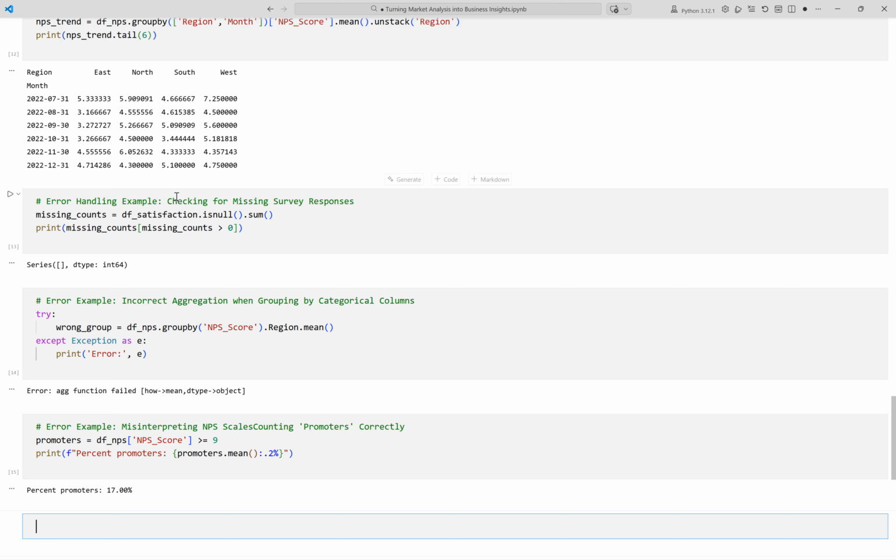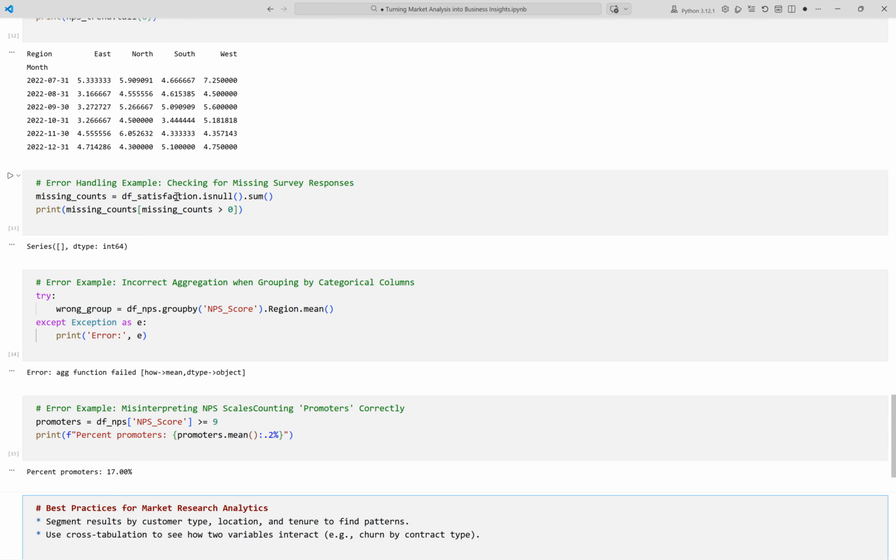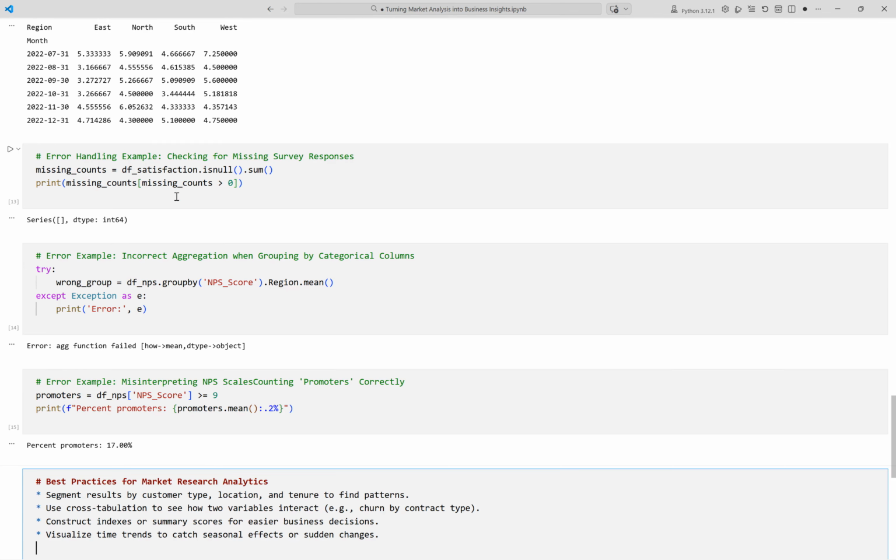Best practices for market research analytics. Segment results by customer type, location, and tenure to find patterns. Use crosstabulation to see how two variables interact, e.g., churn by contract type. Construct indexes or summary scores for easier business decisions. Visualize time trends to catch seasonal effects or sudden changes. Running the cell now.